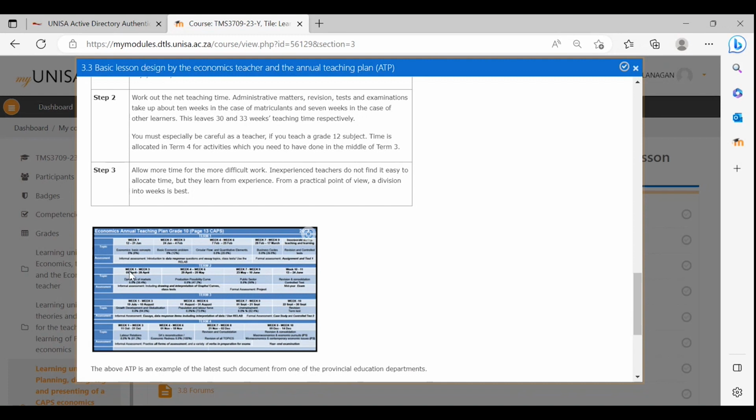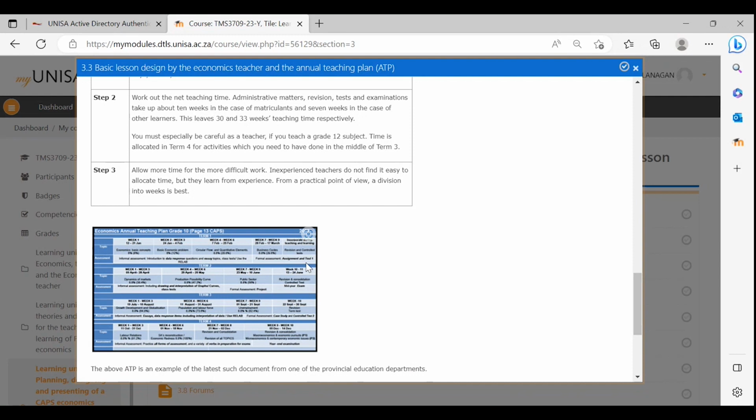Now, what must be done here under assessment? Informal assessment, data response questions, essay topics, etc. And then you also have a formal assessment, which is an assignment and test 1. And this is what you must do.